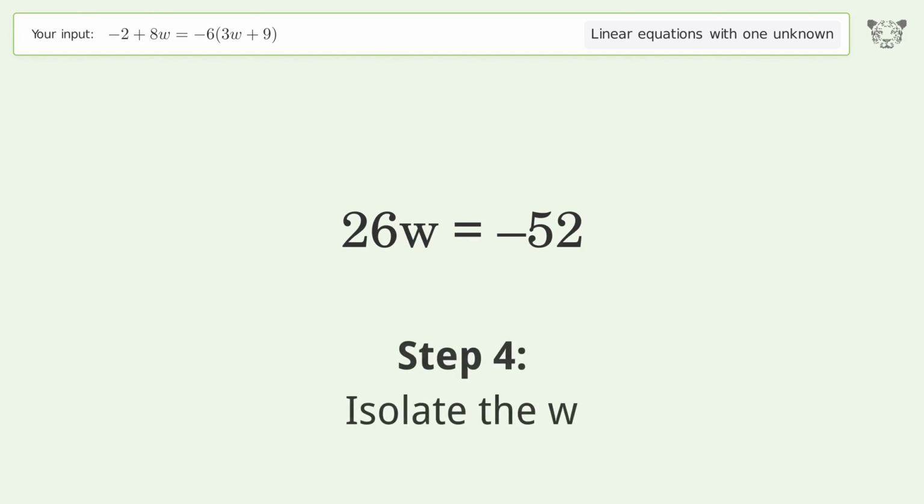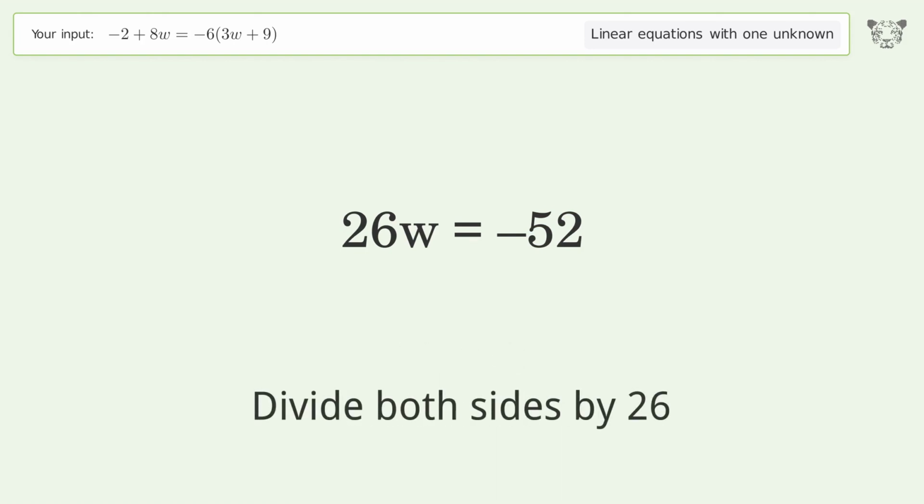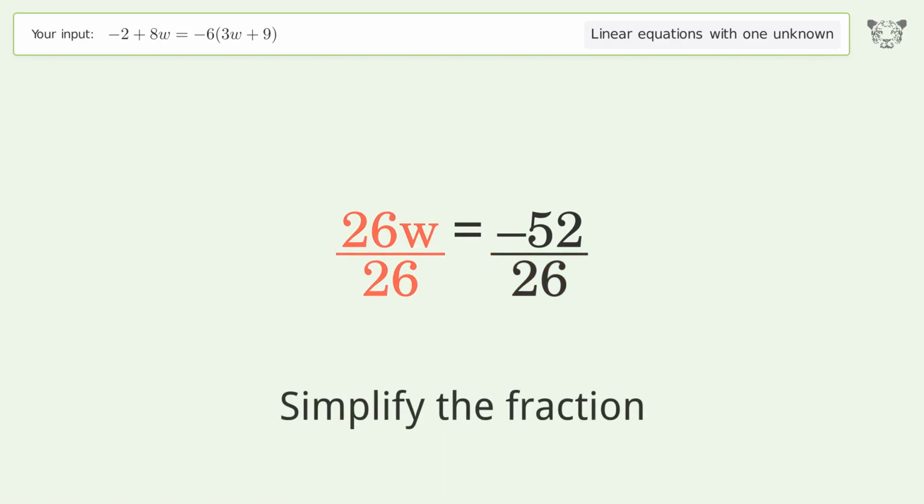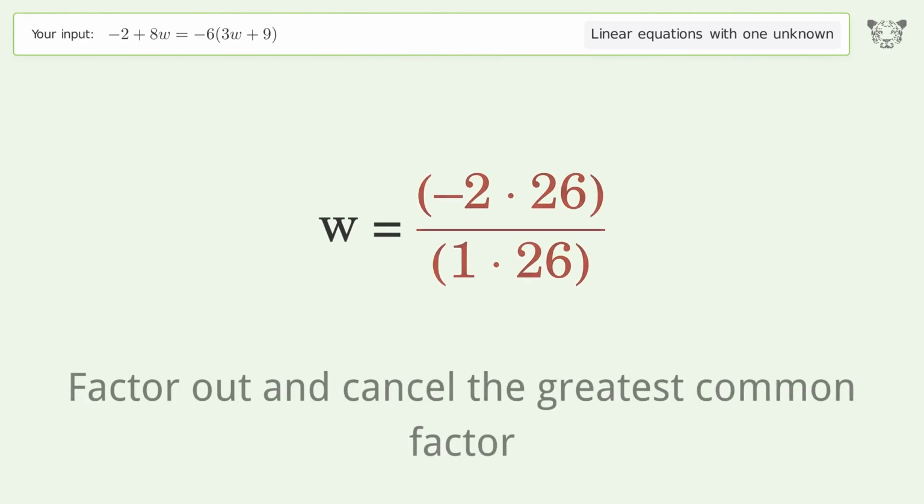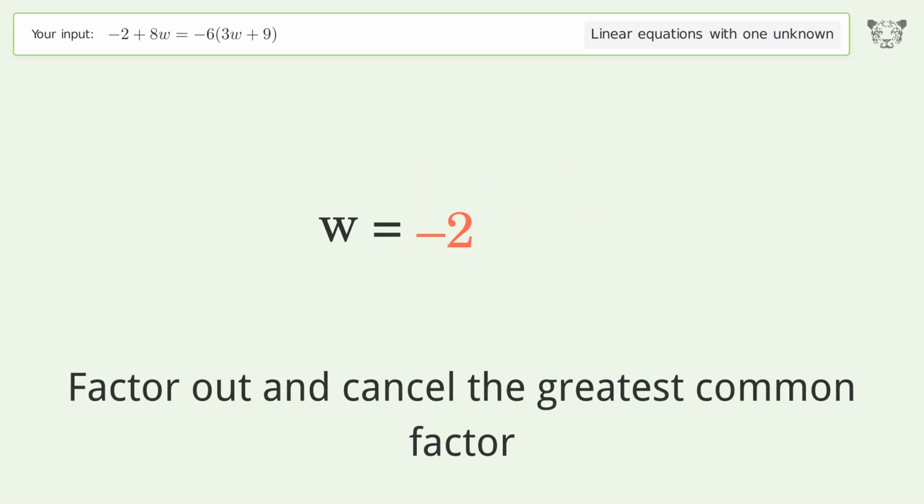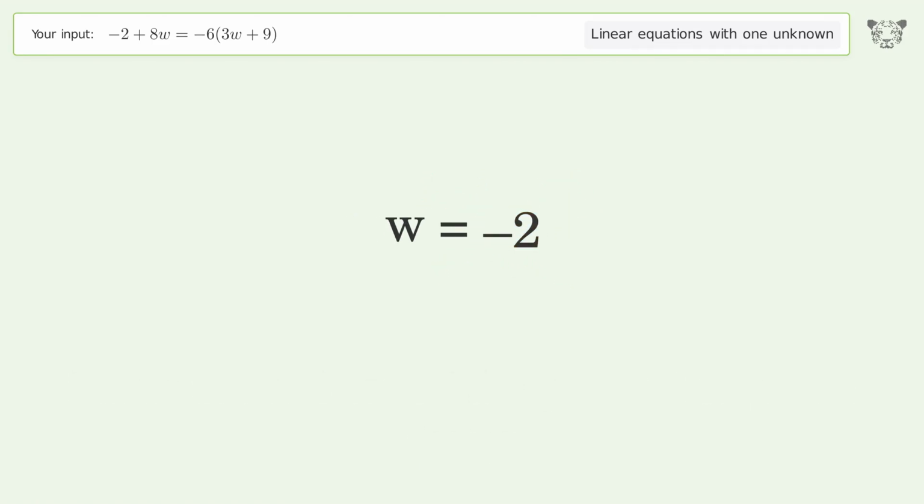Isolate the w. Divide both sides by 26. Simplify the fraction. Find the greatest common factor of the numerator and denominator. Factor out and cancel the greatest common factor. And so the final result is w equals -2.